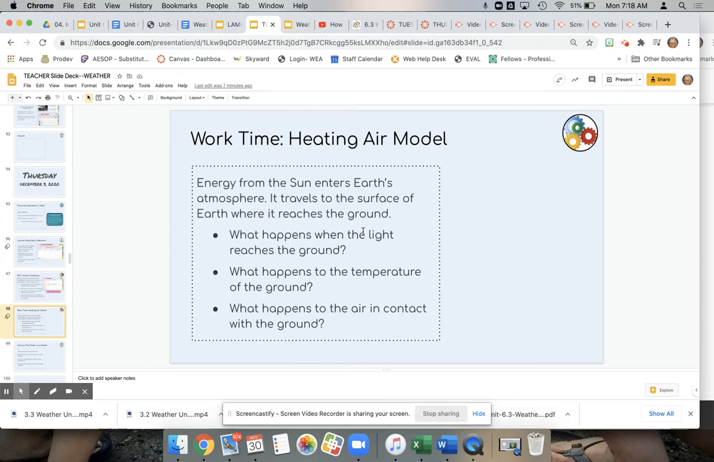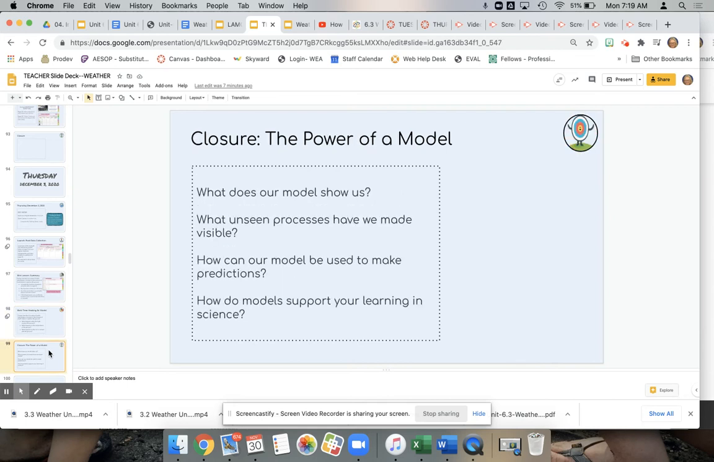So what that means is for our model, we're going to need to be including light. We need to include zoom ins of the air, both right at the ground and 4 feet above the ground. And then we're going to be wanting to indicate which molecules are moving faster and why that might be. And then we're going to need to include how the energy is transferring from the light to the surface and then to the air. So those are all components that are going to need to be in that model. And I will be making a model and another instructional video to support you in supporting students.